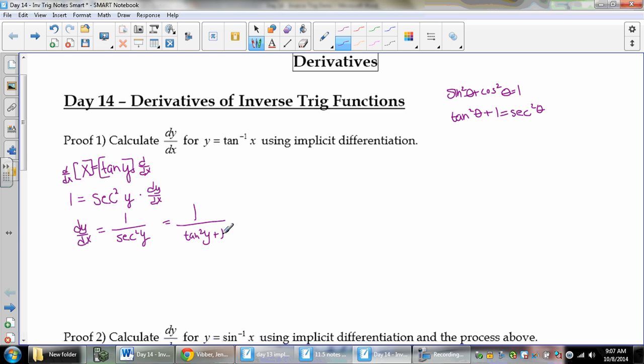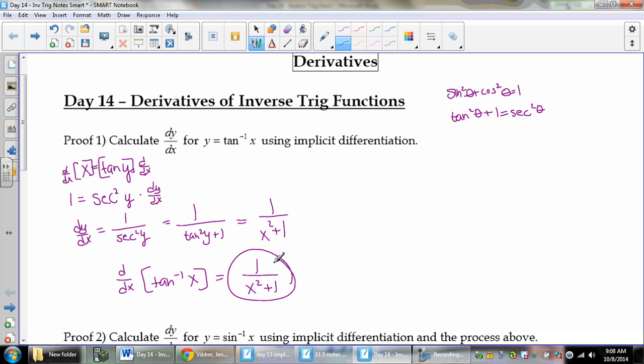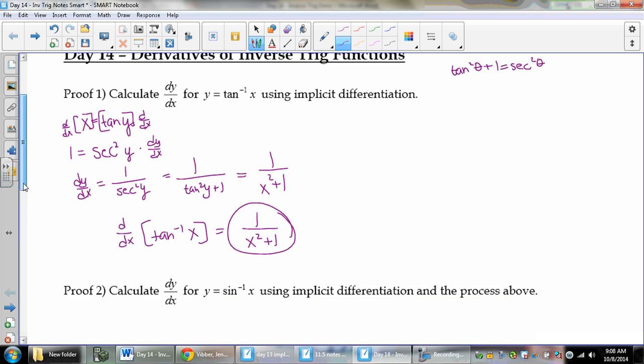Well, why would you want to do that, Mrs. Weber? Well, because tan of y is right here, so tan squared y would be x squared. And lo and behold, the derivative of inverse tan x is 1 over x squared plus 1. Wow, that comes out of left field, doesn't it? The derivative of inverse trig is a rational expression? That's weird. Well, it's weird, but it's true. That is the derivative of inverse tan.